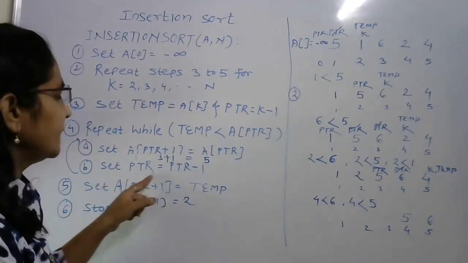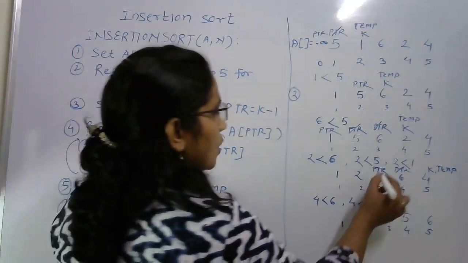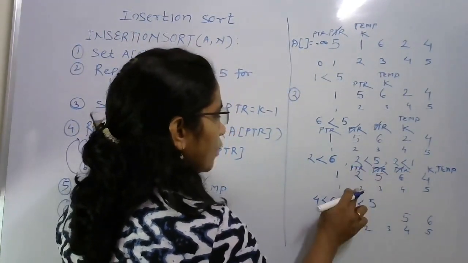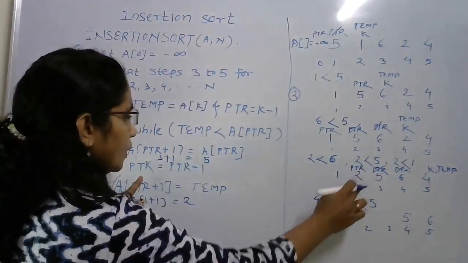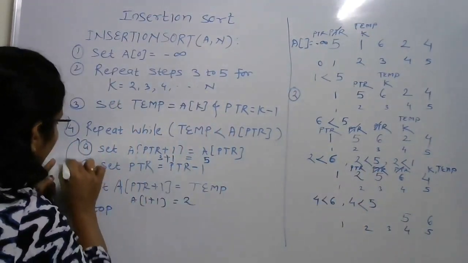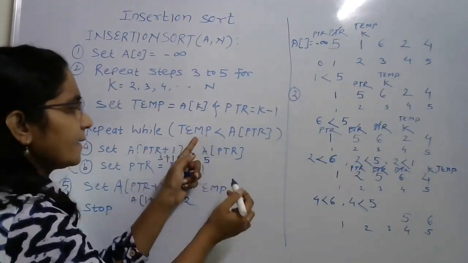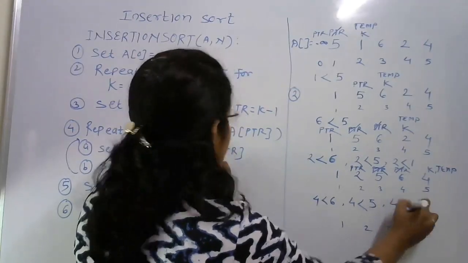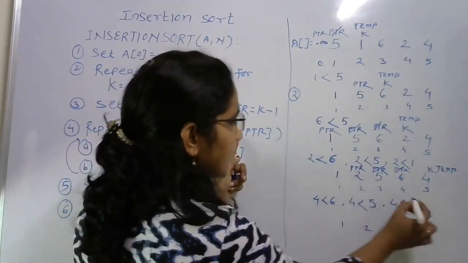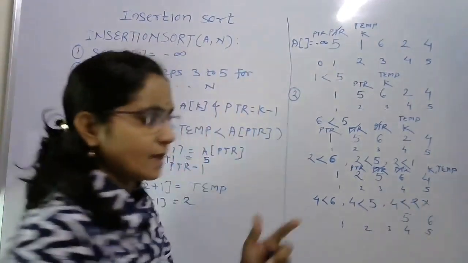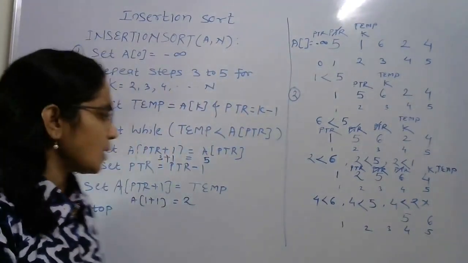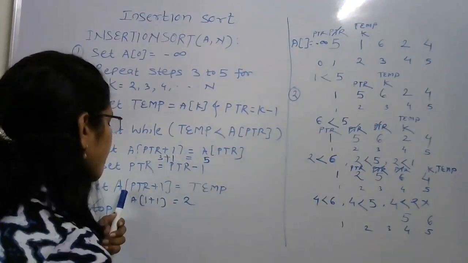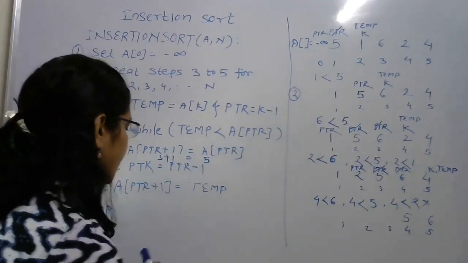Now PTR equal to PTR minus 1. So this PTR will vanish and the new PTR is at the second location. Once again the control goes to the loop and again checks whether temporary is less than A of PTR. The value of temporary is 4, and the value at PTR is now 2, and here the condition becomes false. If the condition becomes false, the control directly jumps to the next statement, and the next statement is A of PTR plus 1 is equal to temporary.